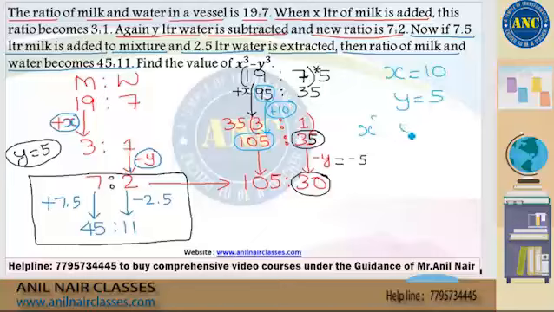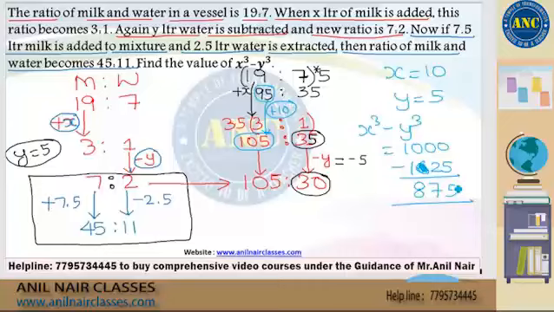X cube minus y cube is what they are asking. 10 cube minus 5 cube. 5 cube is 125, so 1000 minus 125. My final answer is 875. The bottom to top approach is very, very important.